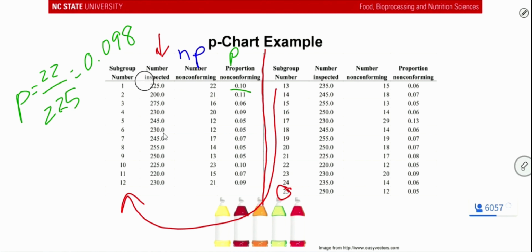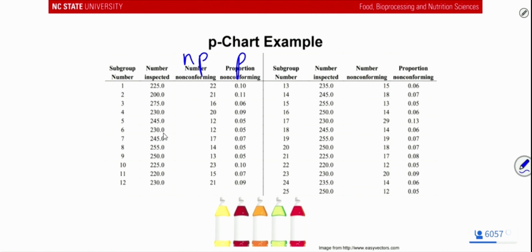If N was constant, we wouldn't need this third column. We would just chart the number nonconforming, NP. We wouldn't divide it by N because there's no need to standardize it. But this example is a pain because its sample size is not constant, and I'll show you why that's complicated if you have an unconstant sample size here in a little bit.